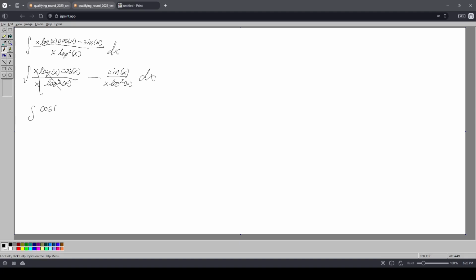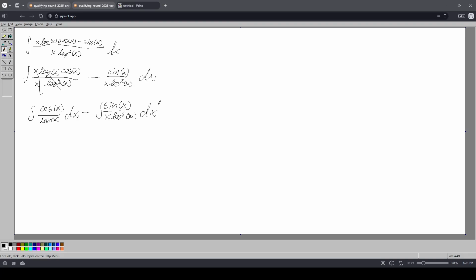So we get cosine of x over log of x minus sine of x over x log squared of x dx. Okay, now from here we have two different integrals we can start working with and playing around with.